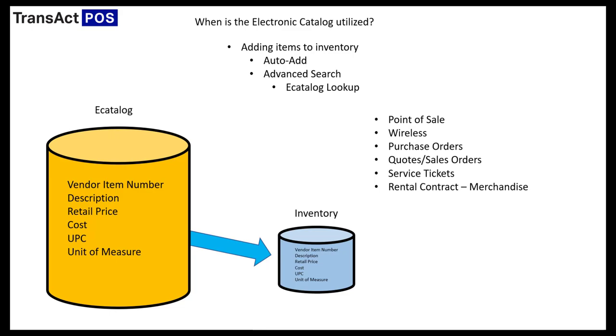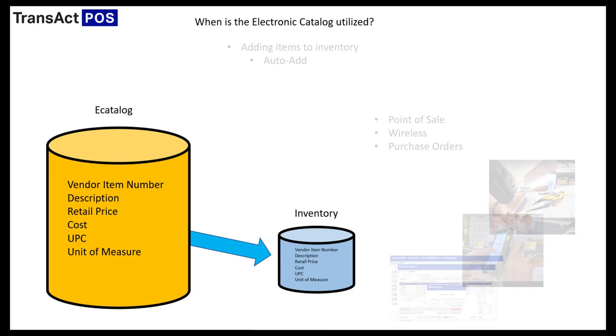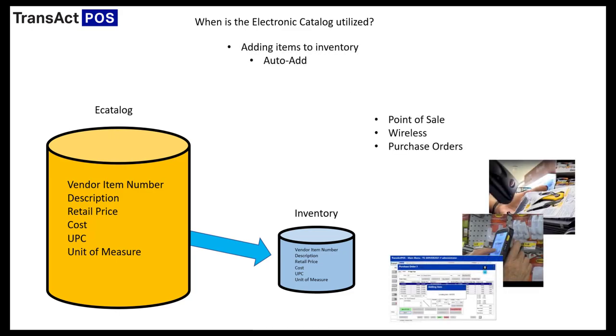An auto add option and advanced search options are available in point of sale, wireless, purchase orders, quotes, sales orders, service tickets, and rental contracts. So in those points in the system, you can access the catalog to add items to inventory. Specifically, the auto add feature is present in point of sale, wireless, and purchase orders.